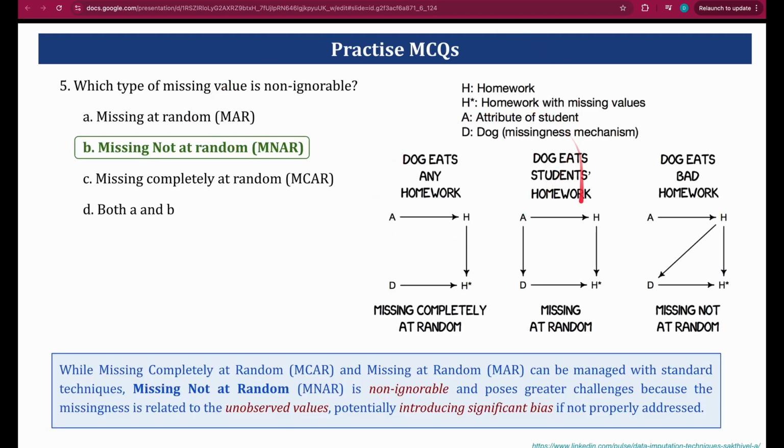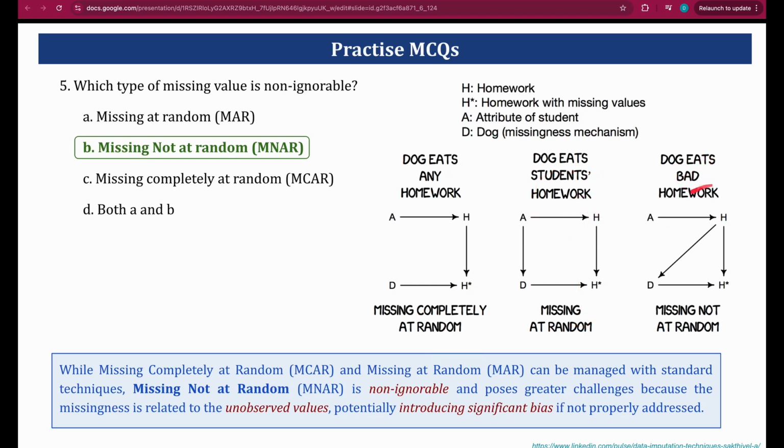I have given an example of how you can remember these things. For example, missing completely at random means a dog eats any homework. Somebody has done some homework and it has been eaten by a dog, we don't know whose homework, it's so random. Then comes dog eats a student's homework. Some student comes to class and a dog has eaten his homework, so it is missing at random because the student is not decided, but that student's homework is eaten. So it's not completely random but still at random. In a class multiple students can be there.